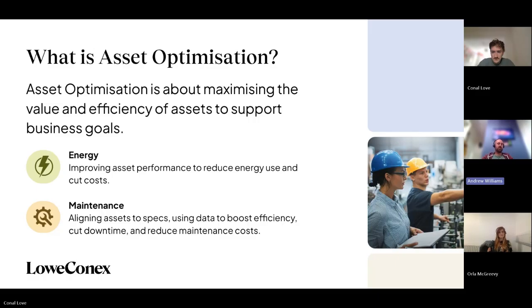Energy and maintenance really come to the forefront because they are the easiest to deliver a return on investment on and actually show what that return on investment actually is. But there's various other things we can do with asset optimization. We could, for instance, be enhancing assets to ensure food safety is met, enhancing assets to ensure that store thermal comfort is met.